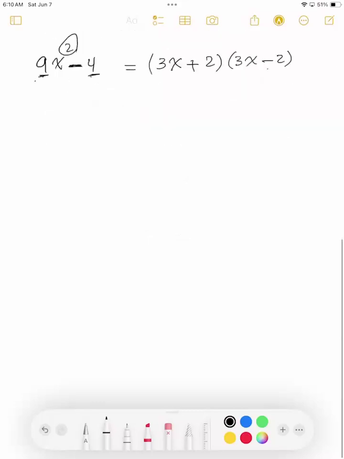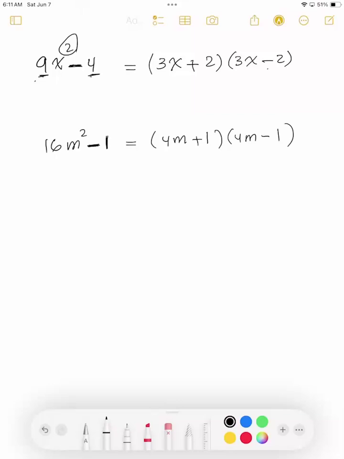So let's practice another one. Let's say we have 16m to the power 2 minus 1. Square root of 16 is 4, and m squared is m. So you write it as 4m times 4m. You have a negative sign, that's good. Square root of 1 is 1. So you put a 1 and 1. 1 gets positive, 1 gets negative.